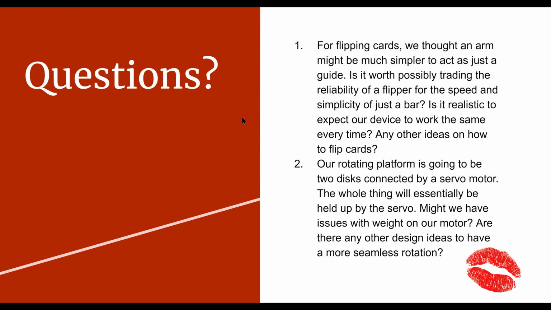And secondly, our rotating platform is really going to be two discs connected by a servo motor. So the discs will have minimal contact ideally, and most of the weight will then, as we have it right now, be put onto the servo motor. We don't have as much experience with this, but would that possibly be an issue as far as our weight? There's not a lot of weight that we have. We just have cards, the camera, the dev kit board itself, and whatever plastic we have for the rest of the machine. But we wanted to know if there are any other seamless ideas for rotation that would work better than just mounting it on the servo itself.